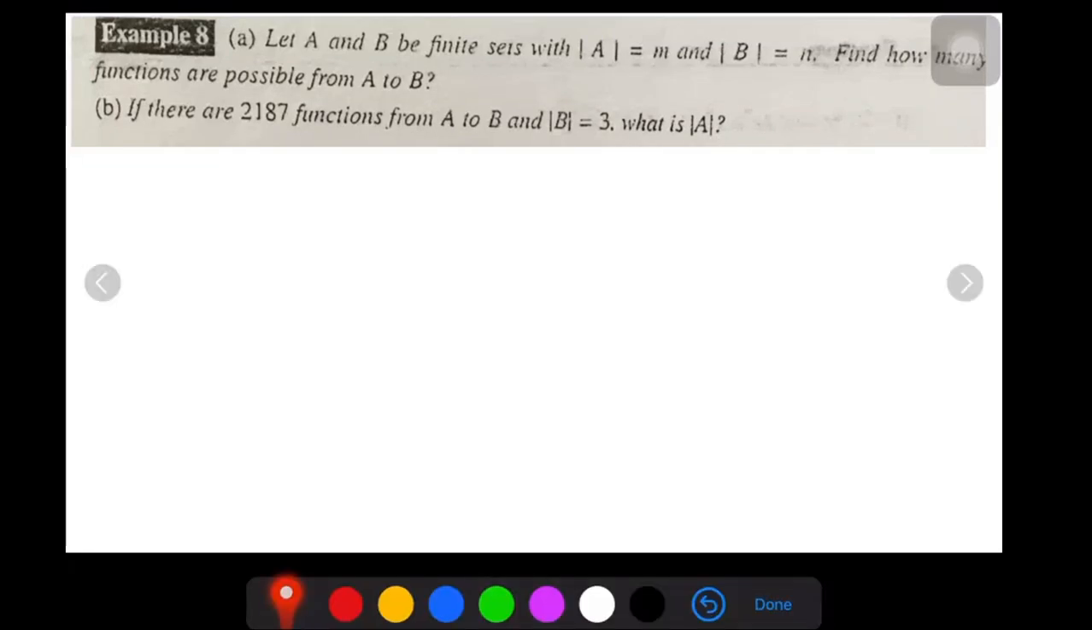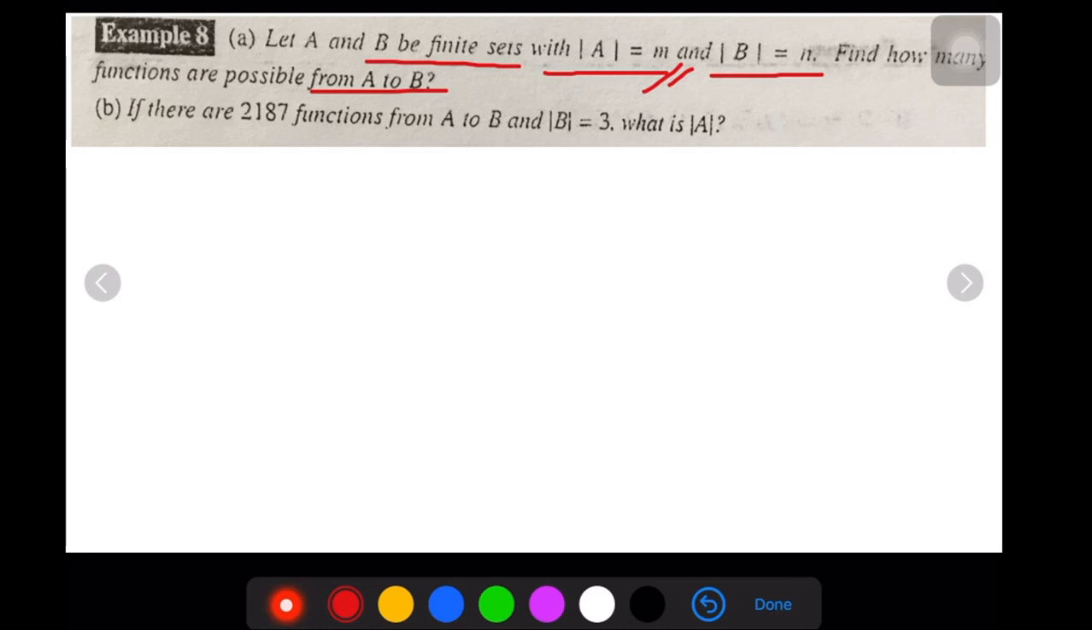Here, we need to find how many functions are possible from A to B when the size of A is given as M and the size of B is given as N. A and B are both finite sets. There will be at least one element in each; both are non-empty sets, and since the sizes are given as M and N, they are finite sets. The last element of A is the mth element, and the last element of B is the nth element. We need to find how many functions are possible.